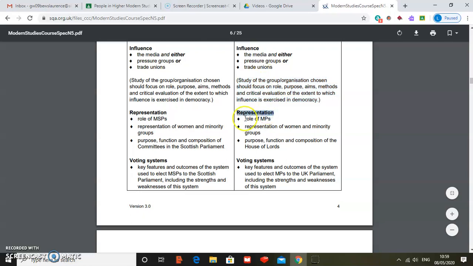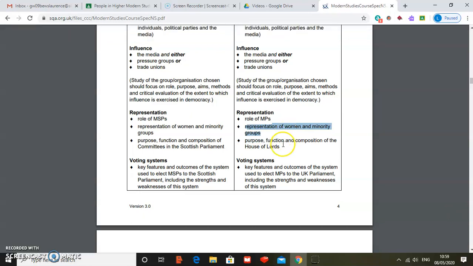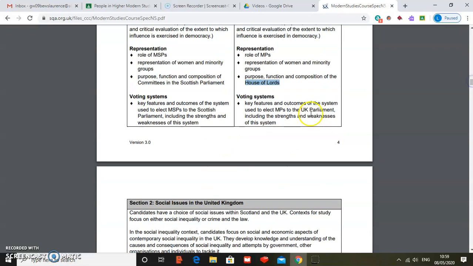Now, looking at representation, we have to look at what the role of MPs are. We need to look at the representation of women and minority groups. Are they effectively represented or not? We also need to look at the House of Lords, why it's there and how it's made up. For voting systems, we also need to look at, it says, outcomes of the system used to elect MPs in the UK Parliament, including the strengths and weaknesses of the system.